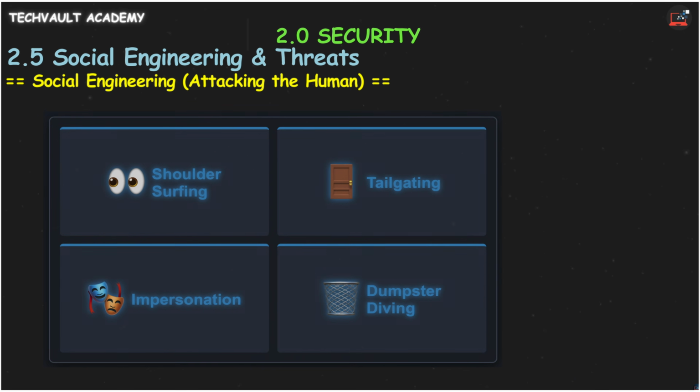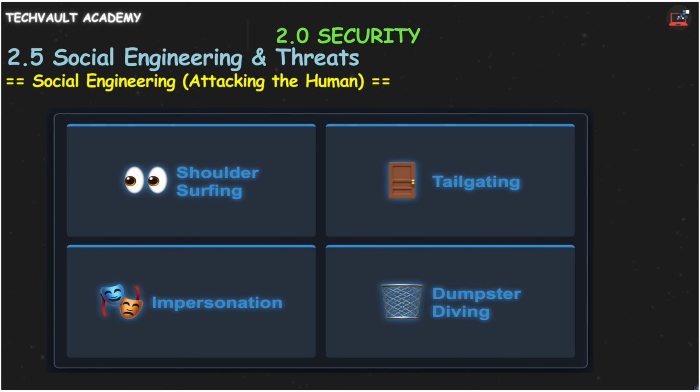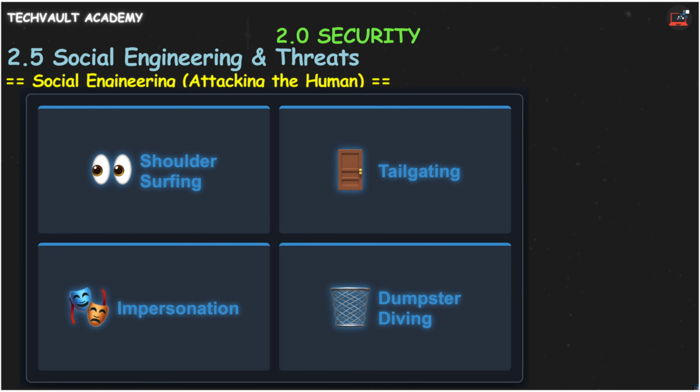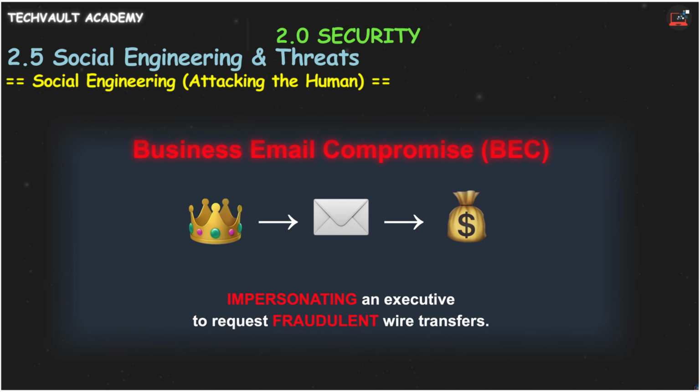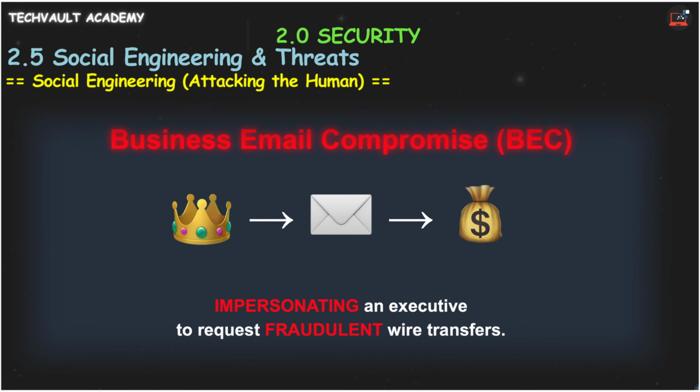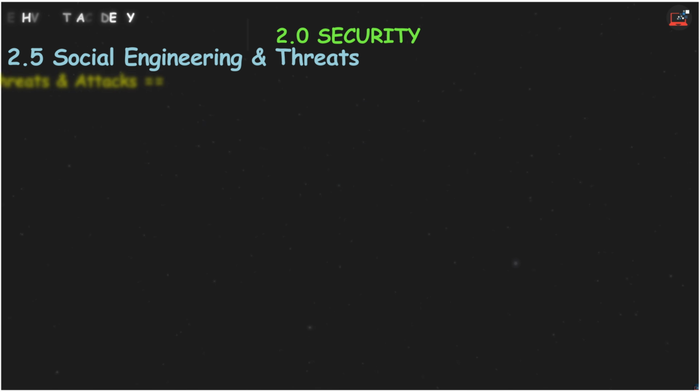In the physical world, shoulder surfing is simply looking over someone's shoulder to steal a password. Use a privacy filter to stop this. Tailgating is following an authorized person through a secure door. Impersonation is pretending to be someone else, like a repair tech or a VP, often using details found while dumpster diving through company trash to sound legitimate. A common tactic is business email compromise, or BEC, where an attacker impersonates the CEO and emails accounting demanding an urgent fake wire transfer. Next up, the technical threats.